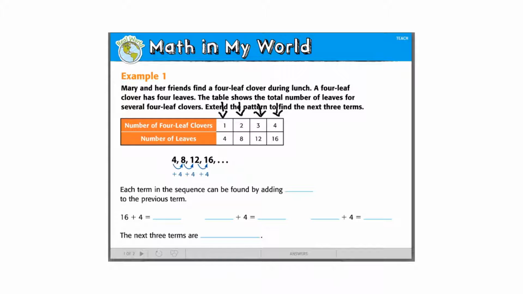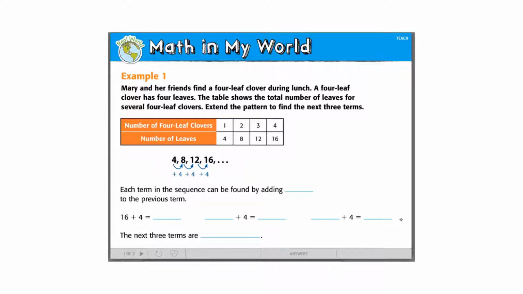We're adding 4 each time because we're adding an extra 4-leaf clover. So our next number in the term, we're going to write here, adding a 4. So our next number in the sequence would be what, Angelina? 20. And then if we add 4 to that, what would we get? 24. And then if we add 4 to that, Nolan, what would we get? 28. So the next 3 terms are 20, 24, 28. So this time, the pattern was add 4.